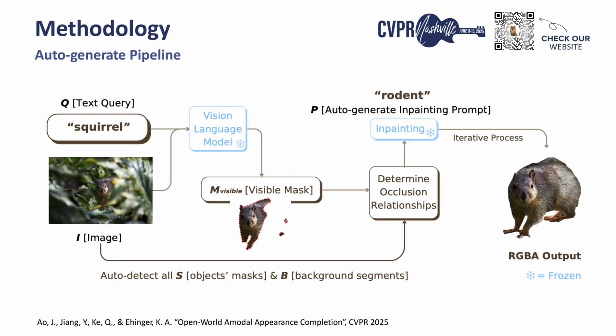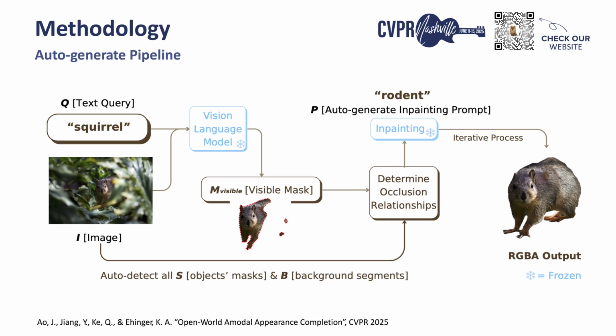We design a pipeline that reconstructs the hidden parts of any object without relying on predefined categories. Let's go through this process step by step. First, we take an image as input, and the user provides a text query specifying the object of interest. For example, in this case, the user might input squirrel, or they can enter a more abstract query, like "What is the animal?" Our system is designed to handle both specific and abstract descriptions, making it highly flexible.